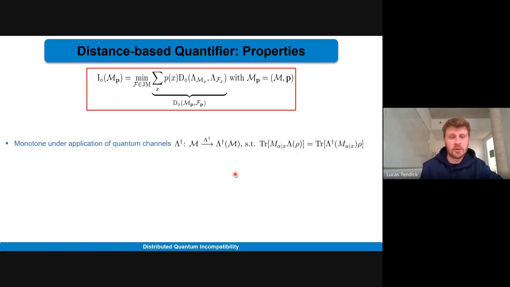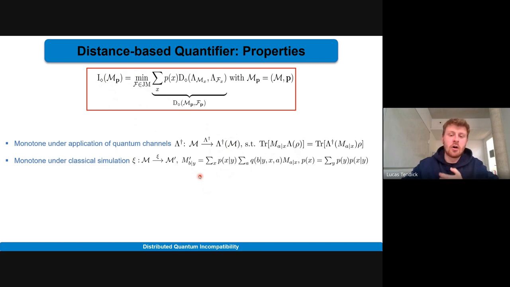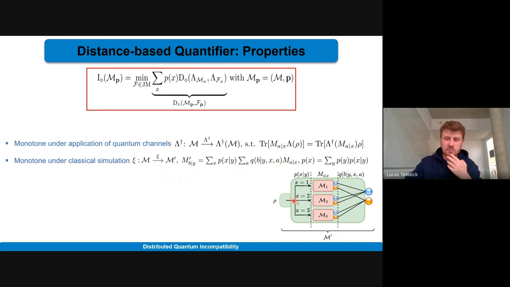And there you just use properties of the diamond distance. It's also a monotone under classical simulation. So if I have an assemblage M and I want to use it to simulate an assemblage M prime, just by choosing with a certain probability one of my measurements X and then measuring it and outputting the classical output B, given that I have actually measured A, it also decreases, or at least does not increase, under these operations. If you like to think more in terms of pictures, this would be the corresponding picture. We put in a state rho, we choose with a certain probability what kind of measurement we want to perform, given that we know we want to simulate Y. We perform the actual measurement, get some outcome, and then have some classical post-processing.